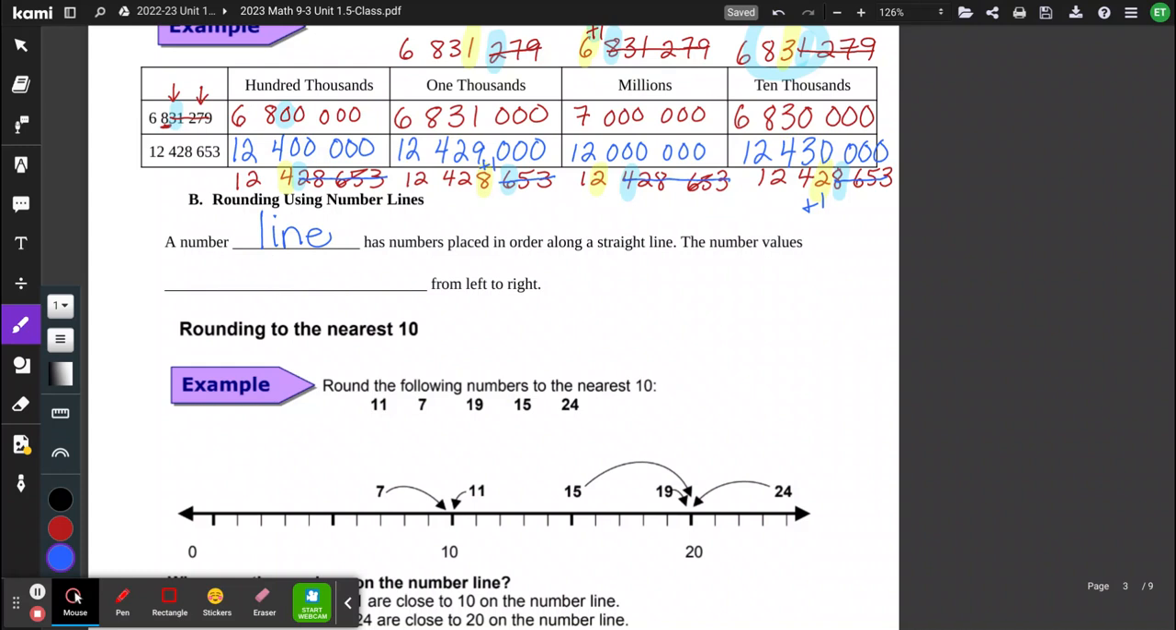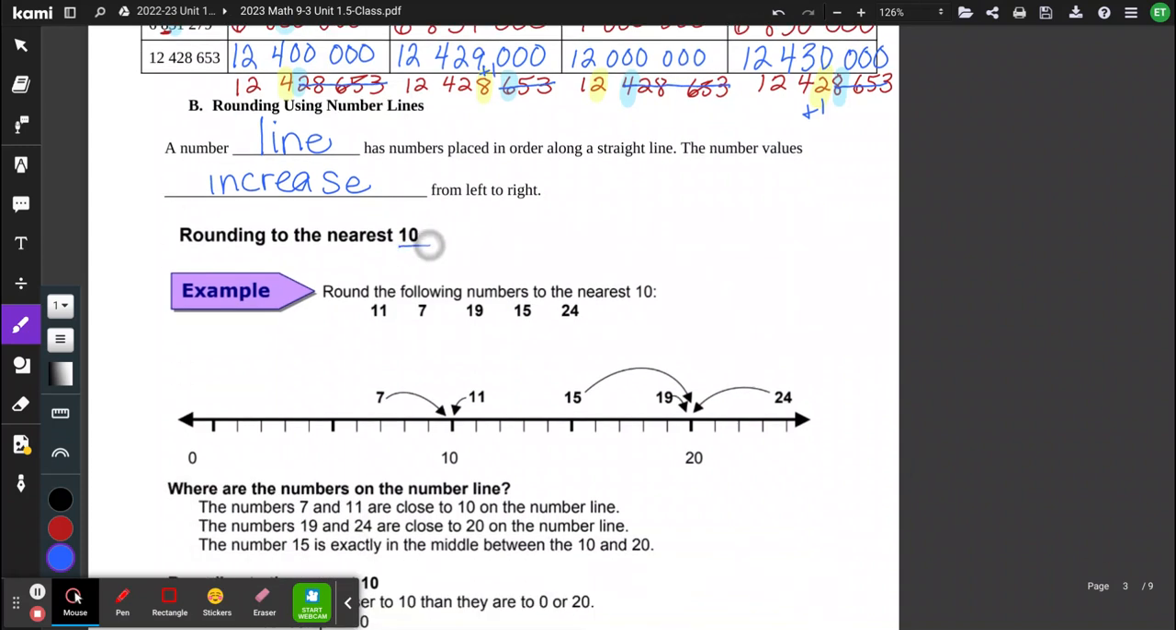The number values increase. Yeah, it's a line graph basically. So they increase, meaning they get bigger from left to right. Okay, so if we have 0 on the left, they get all the way bigger. Okay, and that's what we can see.